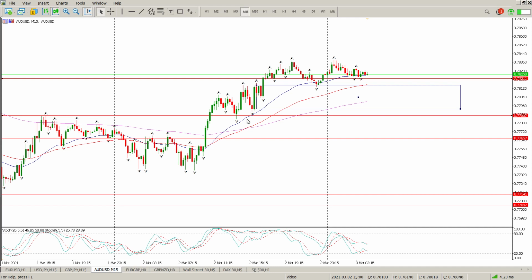I call them micro levels, but they're going to be off your 1 hour charts. Okay, so that's kind of the structure that we see at the moment there.